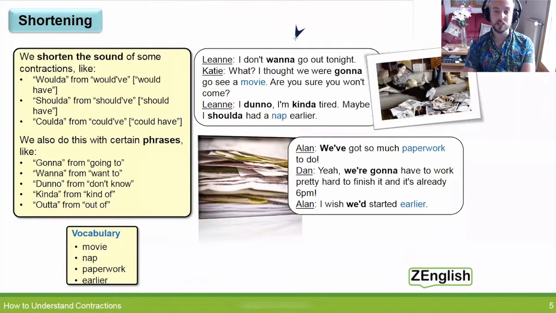Let's go through these. Wanna is want to. I don't want to go out tonight. Gonna from going to. I thought we were going to go see a movie. And again, these are said quite quickly when they're part of a longer sentence. We were going to go see a movie. I don't want to go out tonight.